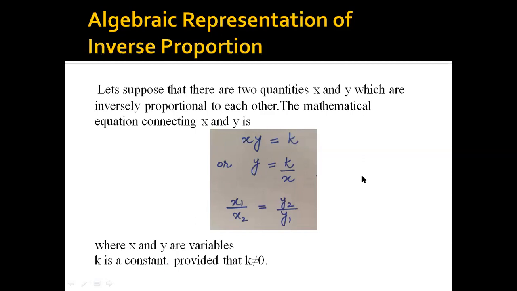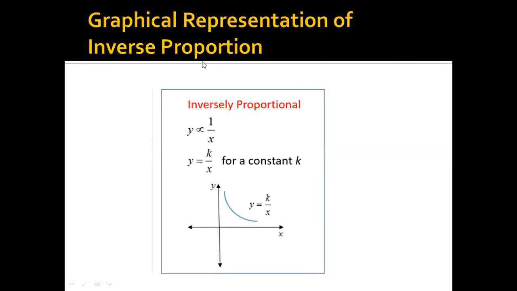not possible. Now let's see the graphical representation of inverse proportion. When two quantities are inversely proportional to each other, it is mathematically represented like this. And the equation will be y = k/x for a constant k. Now, you can see a curve shape of the graph here. So when x and y are inversely proportional to each other, the graph of them will be a curve.